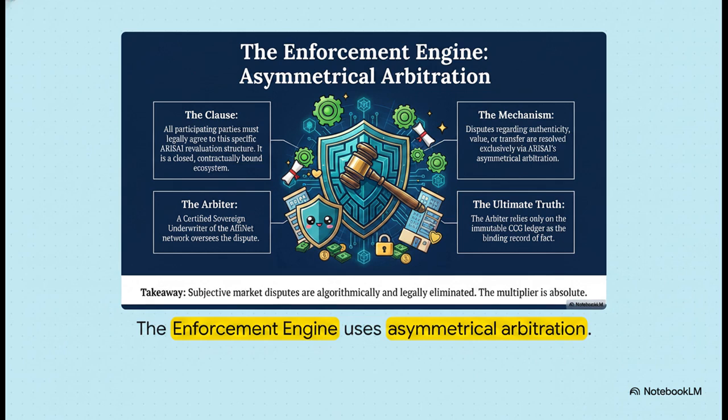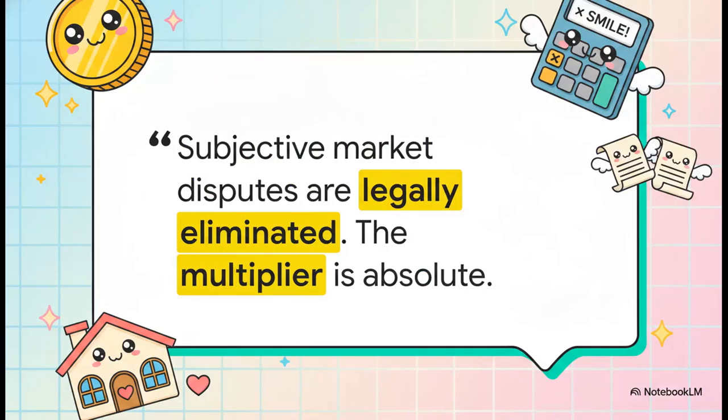This contract includes a mandatory asymmetrical arbitration clause. This is the ultimate legal shield that makes the math viable in the real world. Listen to this core principle, because it's everything. By signing the TNSA, all parties legally agree in advance to accept the Sheldon multiplier formula as the absolute, unchangeable standard of collateral value for the transaction.